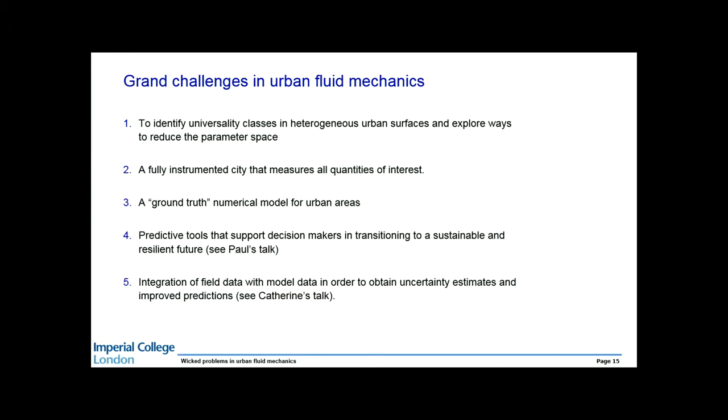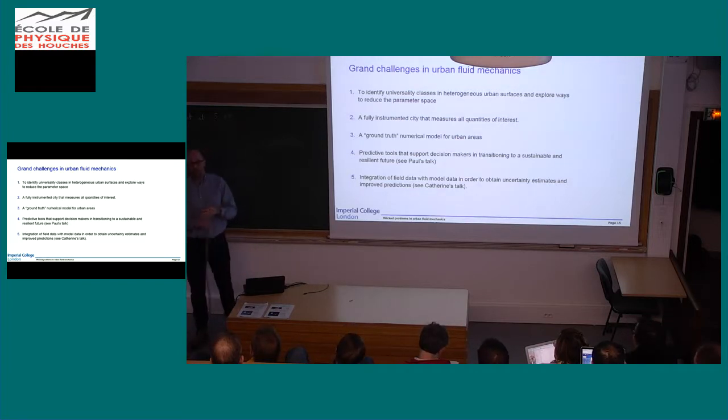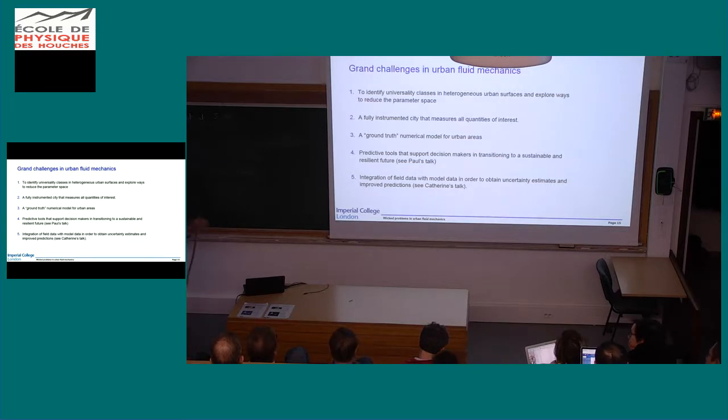Right, so these are then the grand challenges. I think the main thing that we can do as a community is to identify universality classes, right? So this is a huge mess. How do we identify what is important and what is less important? Particularly if you consider the heterogeneity in urban surfaces. So how can we reduce the parameter space, make the problem a bit more tractable? Are there certain classes of heterogeneous surfaces that we can use to show that one city is similar to another, right?